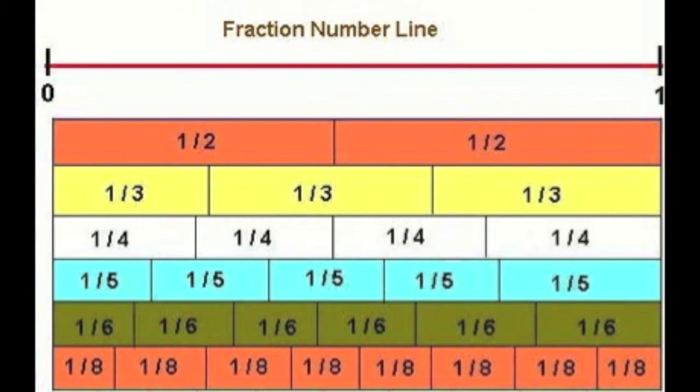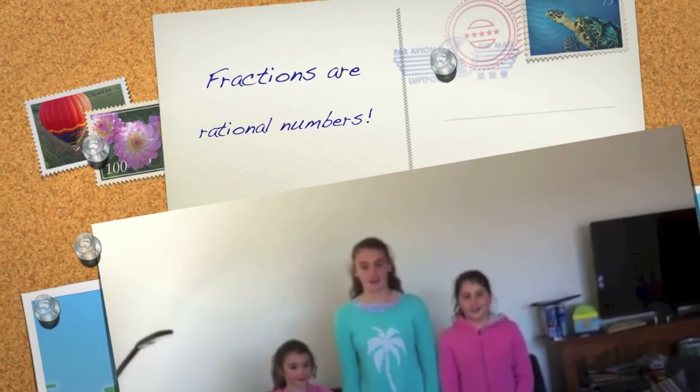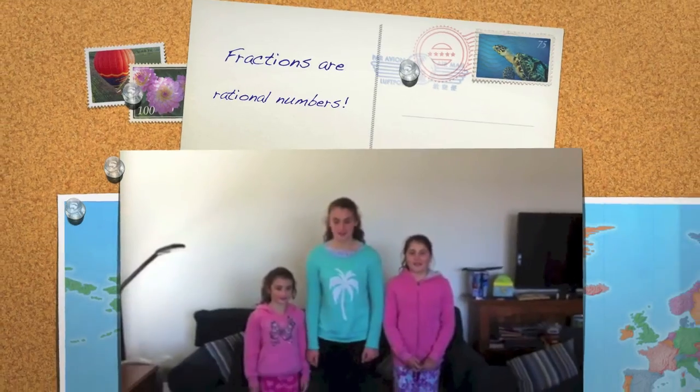This fraction wall shows how different fractions can be placed on a number line from 0 to 1. As a class, see if you can represent one of the unit fractions, for example 1/4 or 1/3, and its multiples on a number line from 0 to 2. You will have to use mixed numerals. When you're finished, it looks something like this. Fractions are rational numbers.